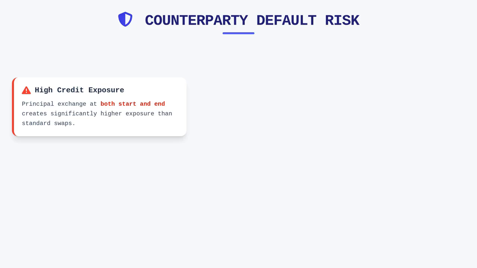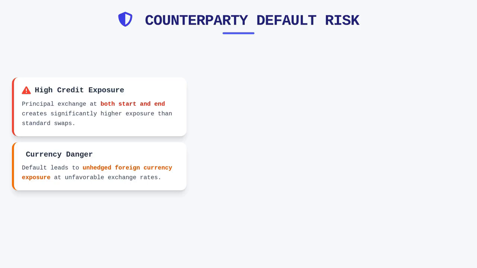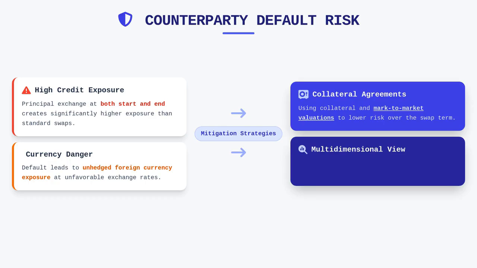Counterparty default risk is another critical component that you cannot ignore when structuring these swaps. Because you are exchanging principal at both the start and the end, the credit exposure is significantly higher than that of a standard single currency interest rate swap. If your counterparty defaults, you might be left with an unhedged exposure in a foreign currency, potentially at an unfavorable exchange rate. Consequently, market participants often require collateral agreements or mark-to-market valuations to mitigate this risk throughout the term of the swap.